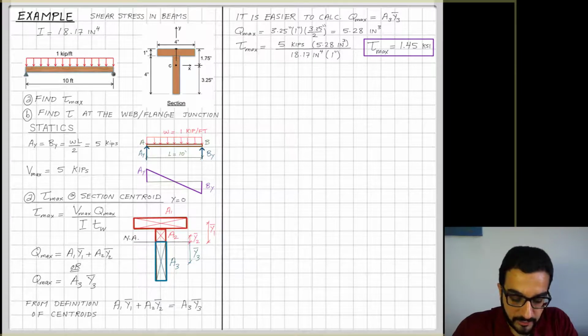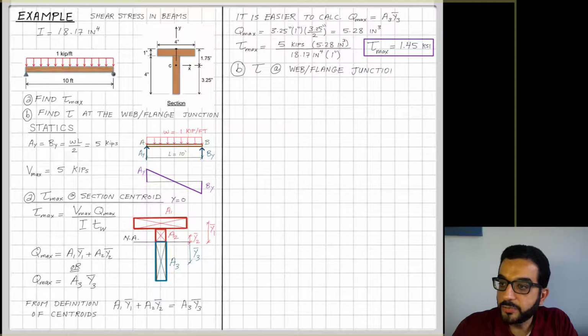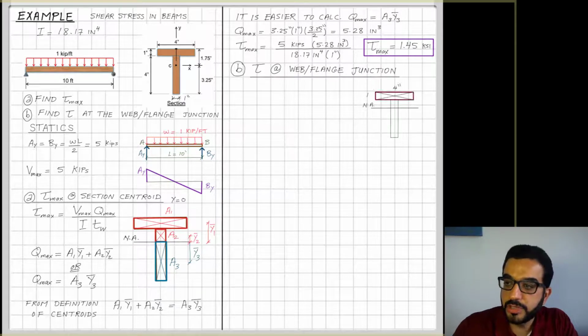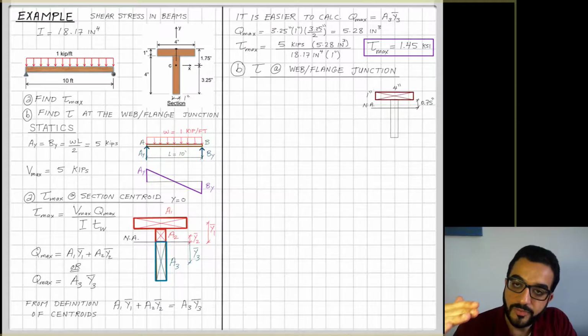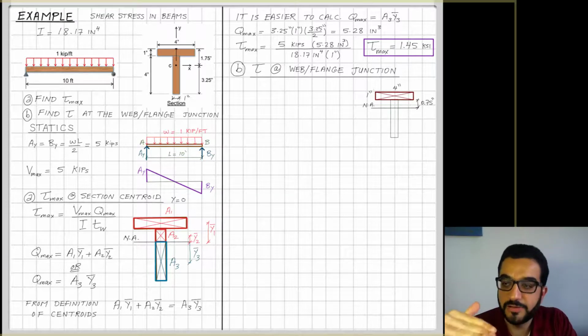And when you plug in the values, you will end up with tau max equal to 1.45 ksi, kilopound per square inch. So done with part A. Now part B, I'm looking at tau at the web-flange junction. So I'm looking at slicing only, not at the neutral part of the web, but between the web and the flange. I will only slice here the flange.